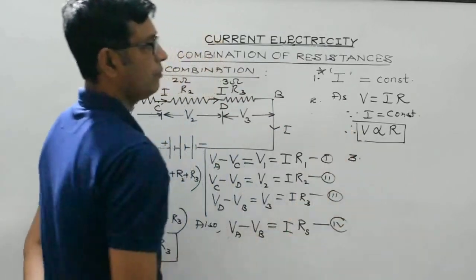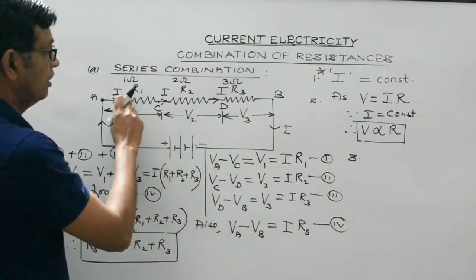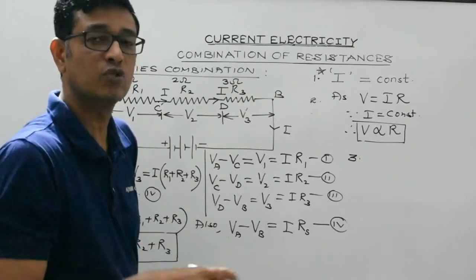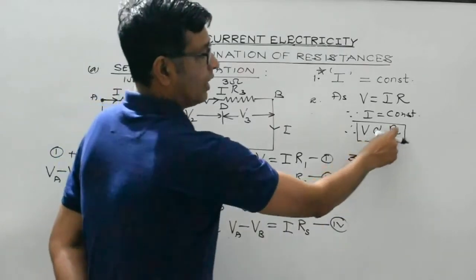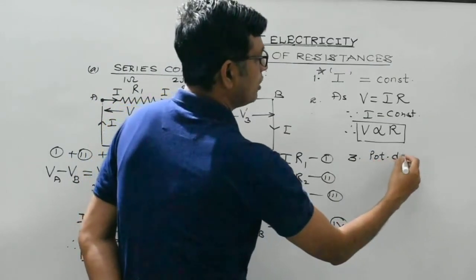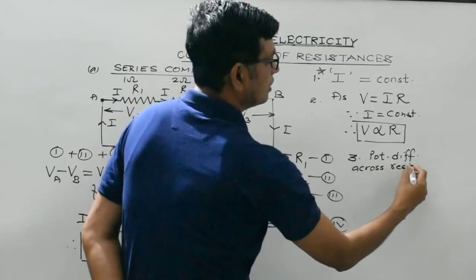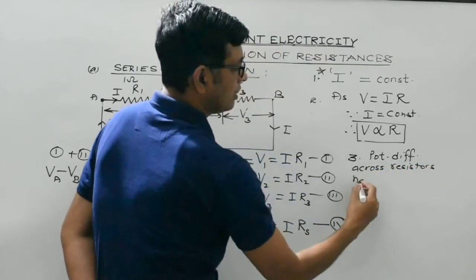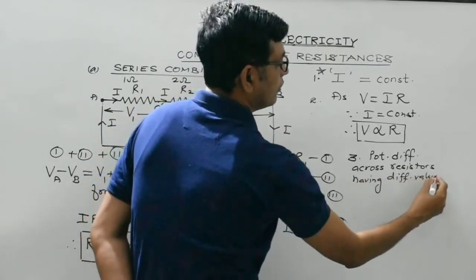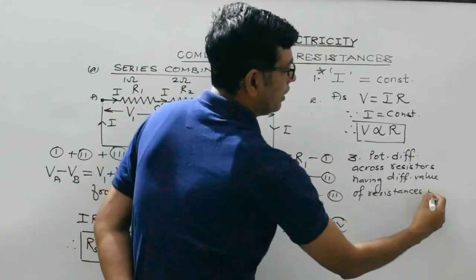Third, now current is constant, right? So if you are having different values of resistances, then the potential difference across different resistances will be different. If the value of R is different, then the potential difference will also be different. So the potential difference or potential drop across resistors having different values of resistances is different.